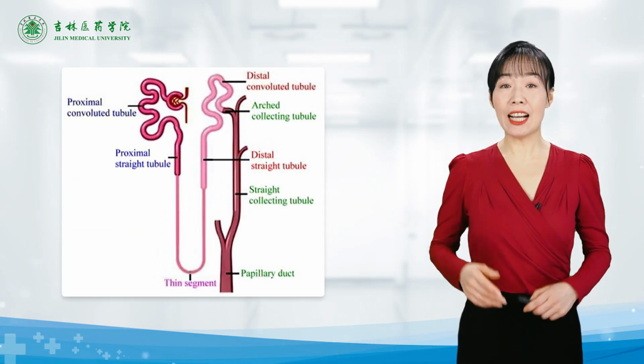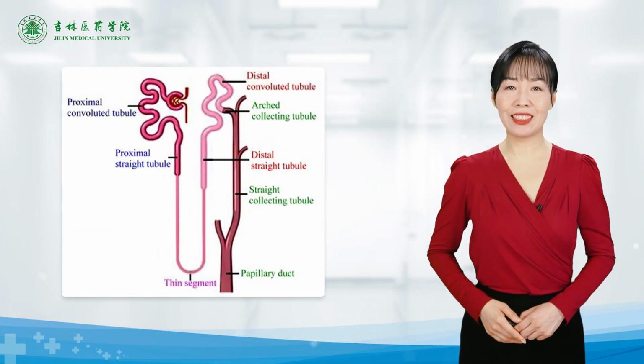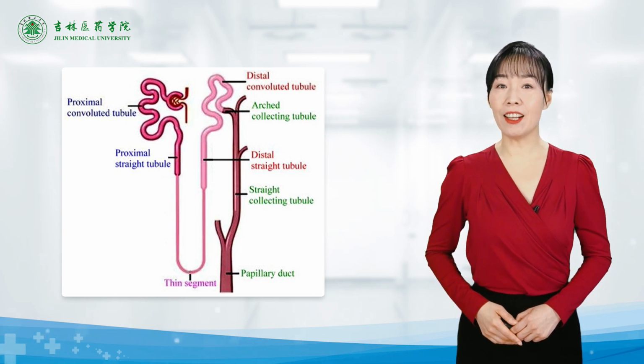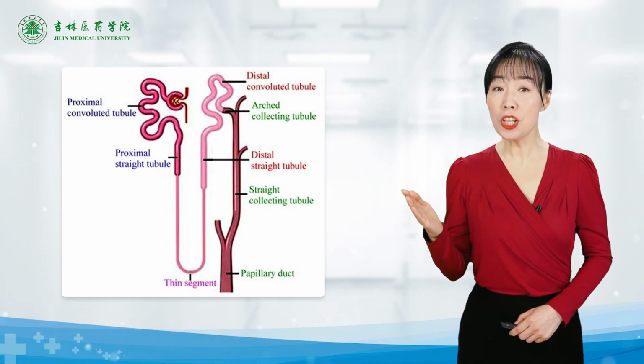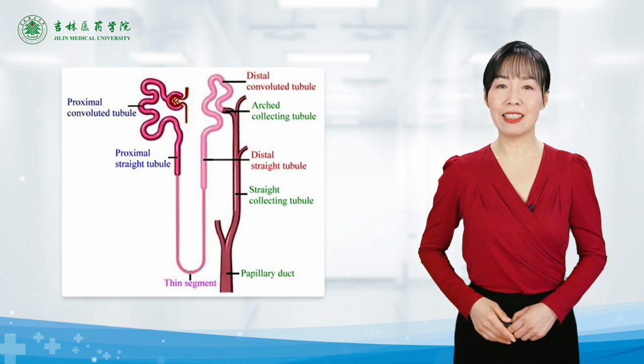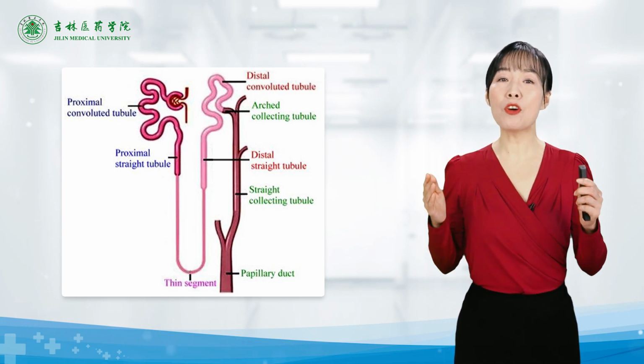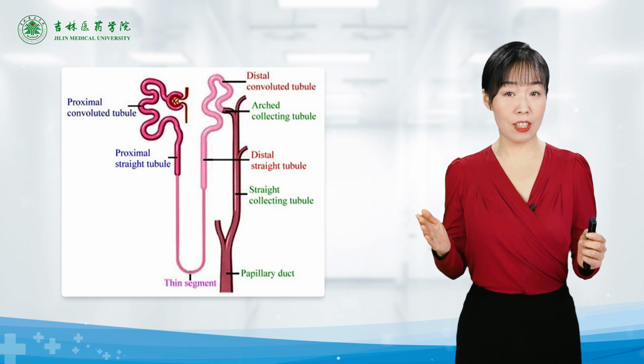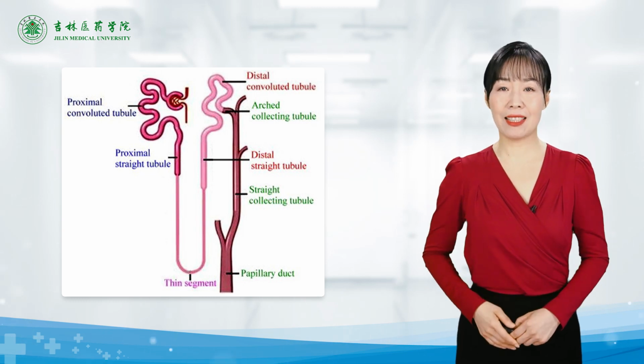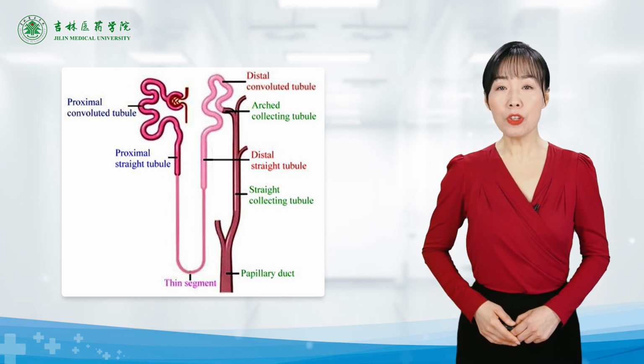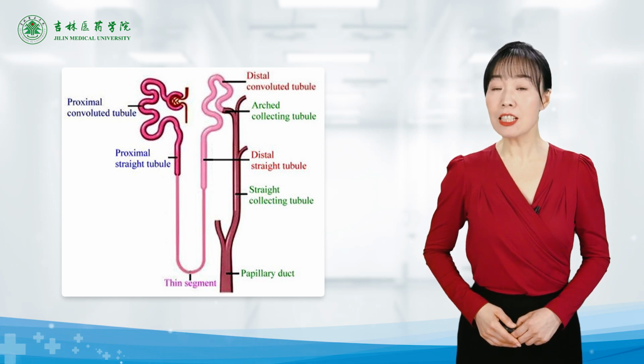The kidney is a parenchymatous organ. The nephron is the structural and functional unit of the kidney. Each kidney is composed of numerous nephrons and collecting ducts. They are also named uriniferous tubules.